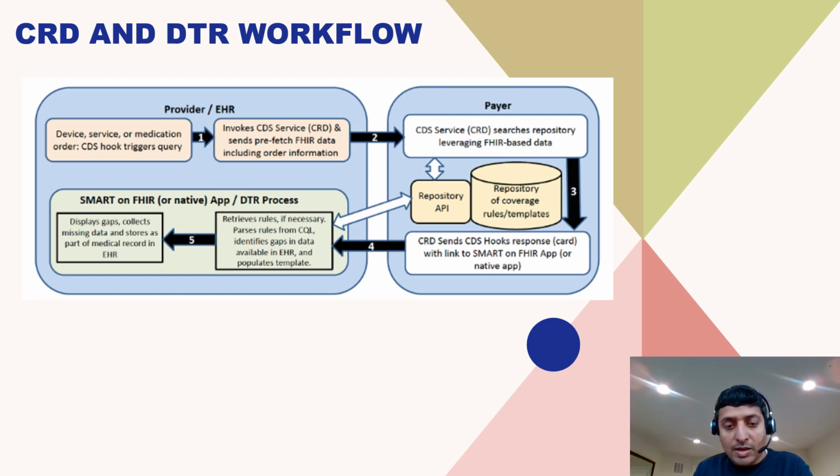The EHR system retrieves the rules if necessary, parses rules from SQL, identifies gaps in the data available in the EHR, and populates the template. The final step of the process is the EHR system displays the gaps, collects the missing data, and stores it as part of the medical record in the FHIR.